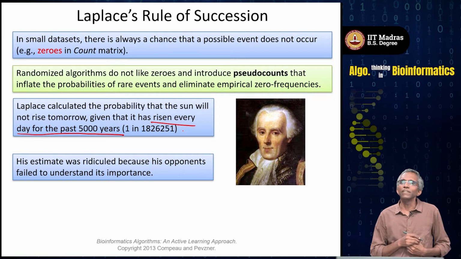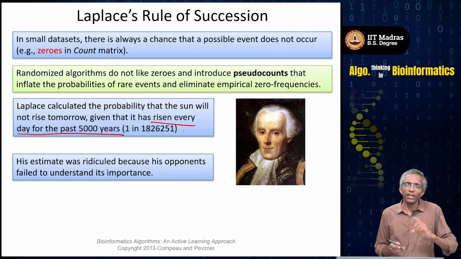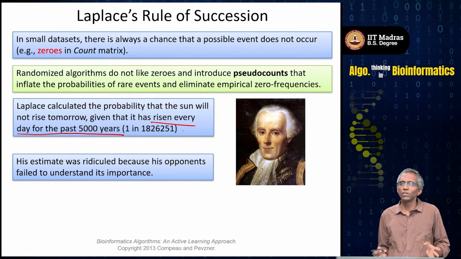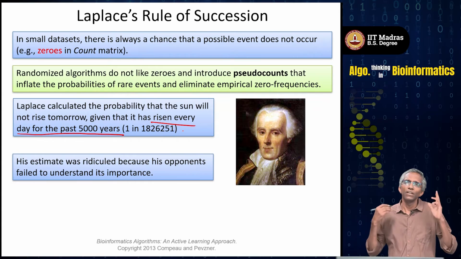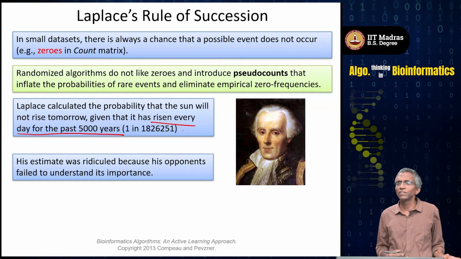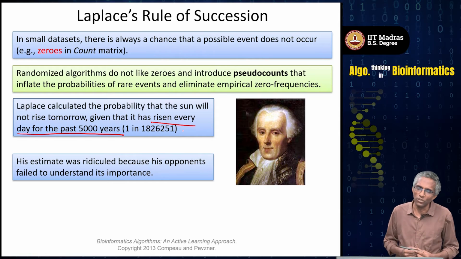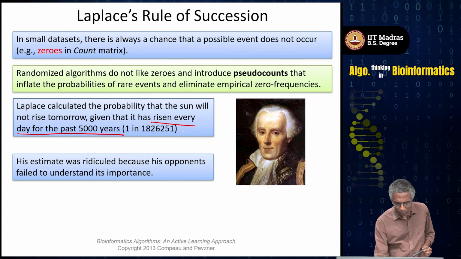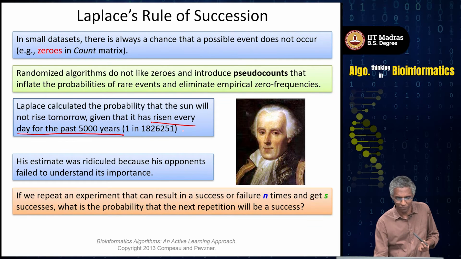And how did he come up with this estimate? His estimate at that time was ridiculed, but now we know that pseudo counts are used to derive that estimate, and pseudo counts actually make randomized algorithms such as Gibbs sampling based algorithms work better than without using pseudo counts. So, this will handle the zeros in the count matrix that we had.